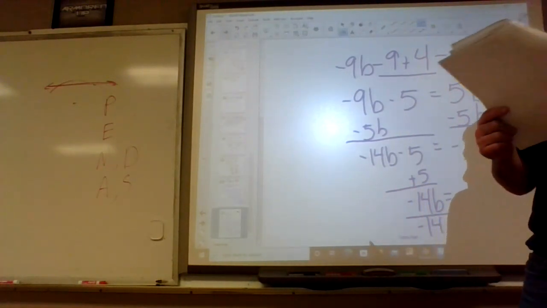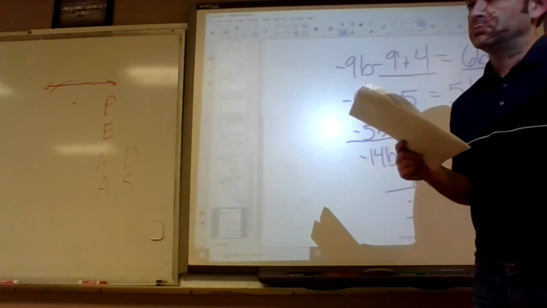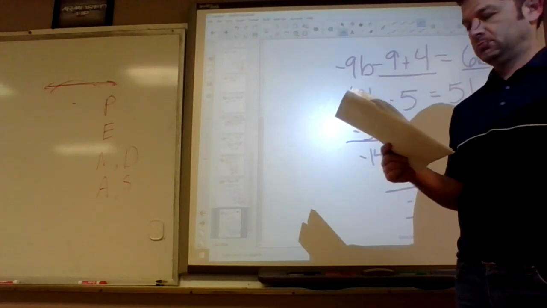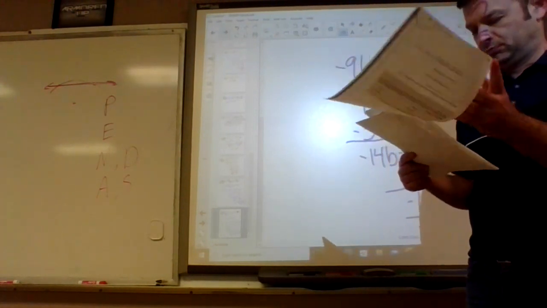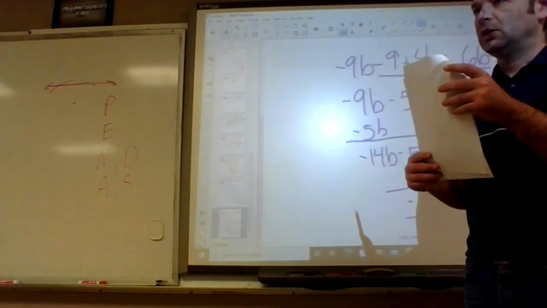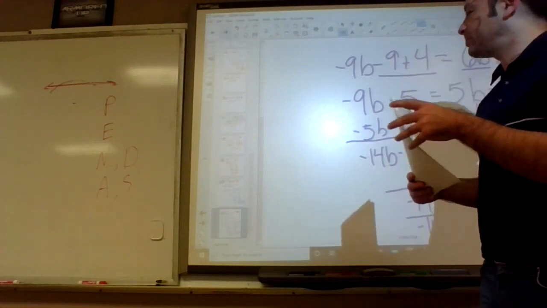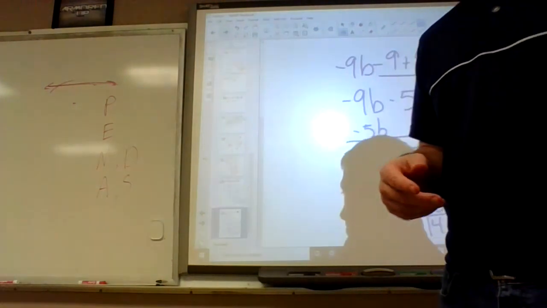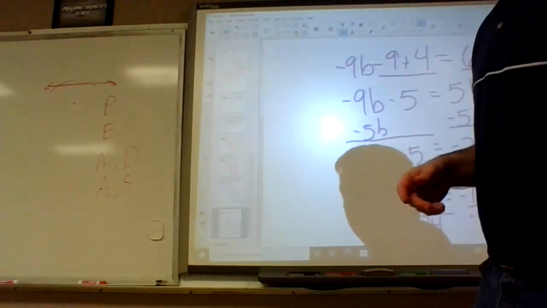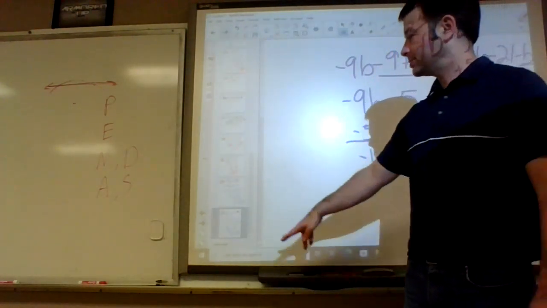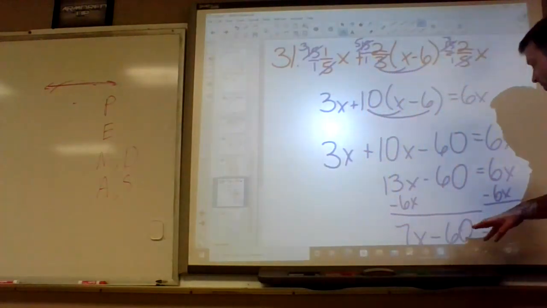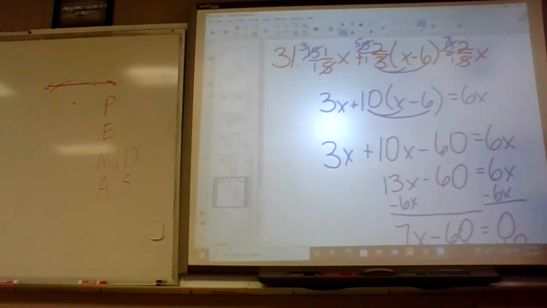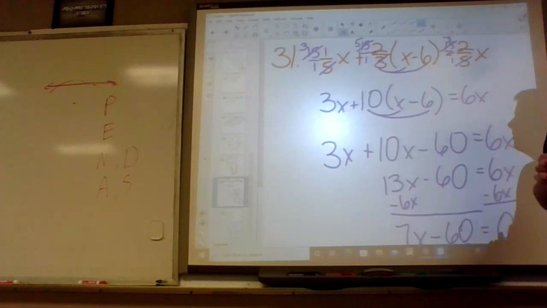Mr. Jordan, on number 31, I did it with the distributive property. Okay, I did the distributive property too, but I just got rid of the fractions first. How did I get it right if I did it differently? You should be able to get it right both ways, yes. So either way, the answer should have been 60 over 7? Yeah, I think so. 60 over 7.